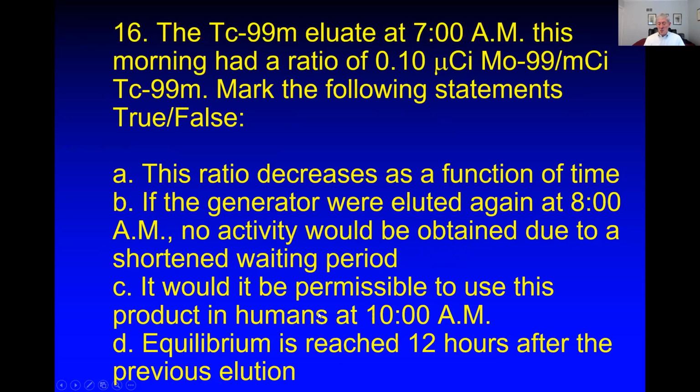Now let's look at C. Would we be able to use this product at 10 a.m.? Now we eluted at 7 a.m., now it's 10 a.m. That's 3 hours, that's half of a half-life. So we want to do the calculation to see what happened to this ratio over the 3 hours.